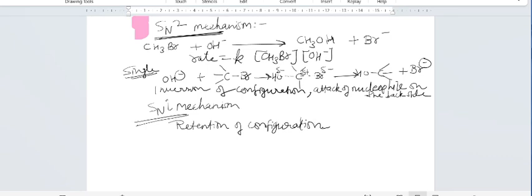So, why does it happen like that? Let us see. Actually, SNi means substitution nucleophilic internal.